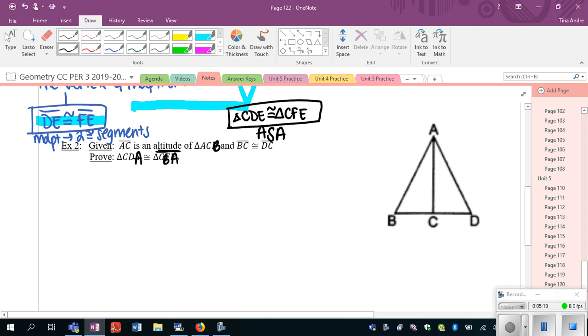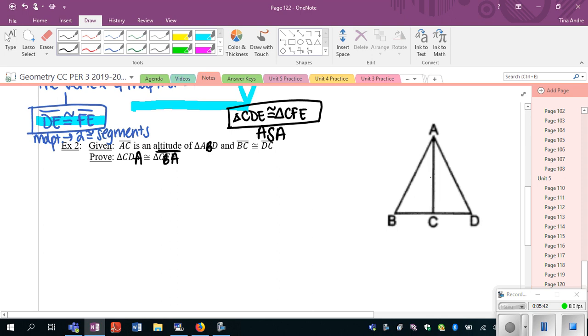Otherwise, this won't be possible. So with that said, now I'm going to go back to the beginning. AC is the altitude of A. Oops, I wrote the wrong triangle again. I meant to say ADB or A. How about we just do this? ABD. There we go. So AC is the altitude of triangle ABD.